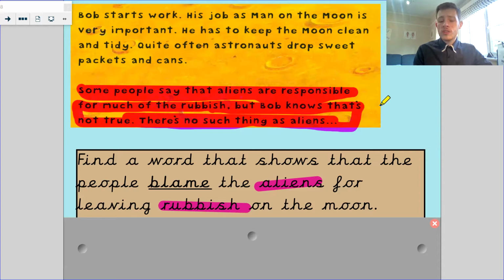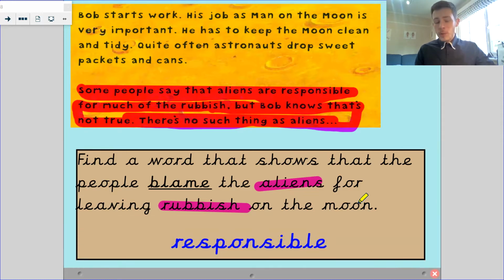Now, which word looks like a word that might mean something to do with blame? Well, it's not going to be any of these first words before aliens, because we know what those mean. It's nothing to do with blaming someone. After aliens, the only word that looks a bit unfamiliar is the word responsible. And that's the correct word. Responsible means whether you're the one that has done something. So if I'm responsible for making a good video, you need to make sure that this video comes out and is good. If the aliens are responsible for making the rubbish, they are being blamed for making the rubbish, okay?